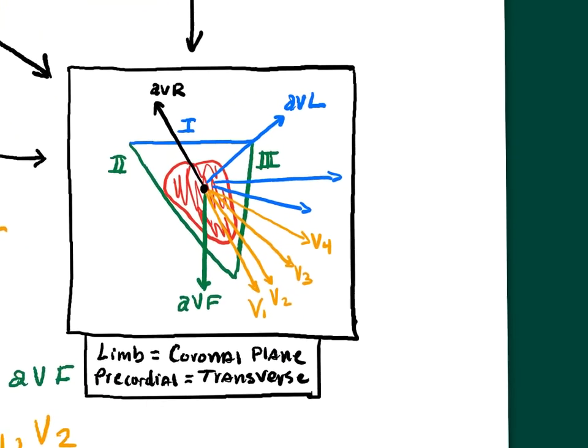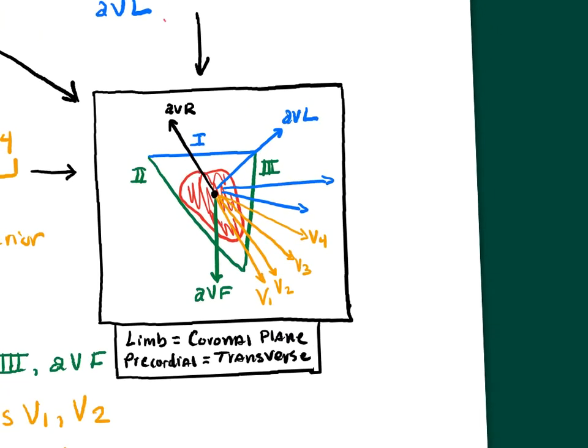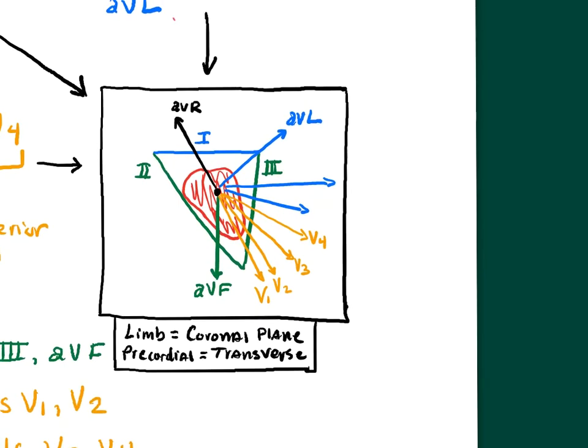So I'm going to zoom in here. You guys see that okay? There's my attempted drawing of the heart. If you imagine that I have the heart in the middle, I have Einthoven's triangle around that heart, right? Which includes leads 1, 2, and 3. You guys cool with that? So if you look at lead 1, lead 1 is primarily going to be looking at the lateral part of the heart. Does that make sense? The lateral aspect over here.